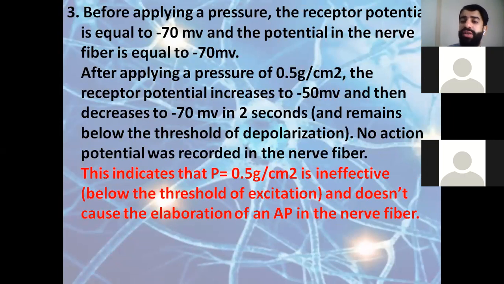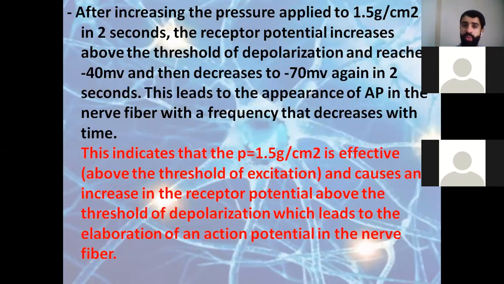Why? Because it's below the threshold and it doesn't cause the appearance of an action potential in the nerve fiber. After increasing the pressure to about 1.5 gram per centimeter square, in about 2 seconds the receptor potential increases above the threshold and reaches about minus 40, and then it decreases back to minus 70 in about 2.5 seconds. This leads to the appearance of action potentials with a frequency that decreases with time. So this indicates that a pressure of 1.5 gram per centimeter square is effective and causes the appearance of an action potential in the nerve fiber. So we have here an effective stimulation.